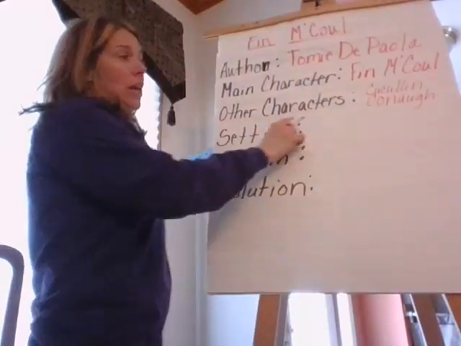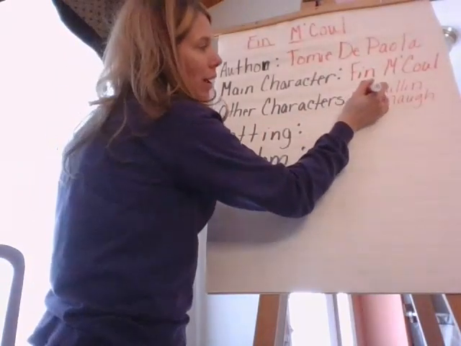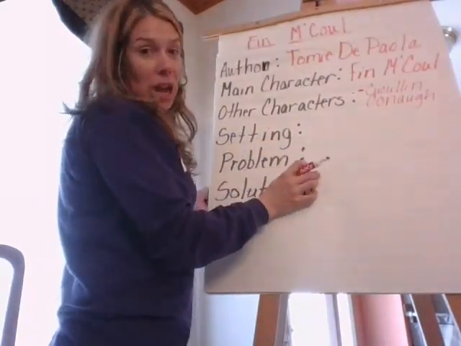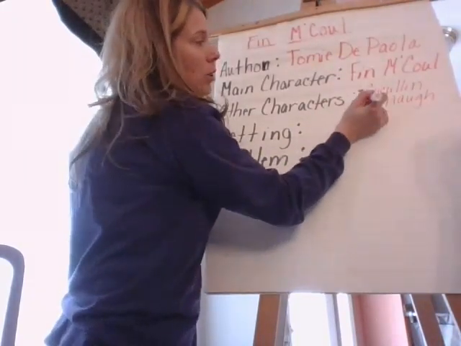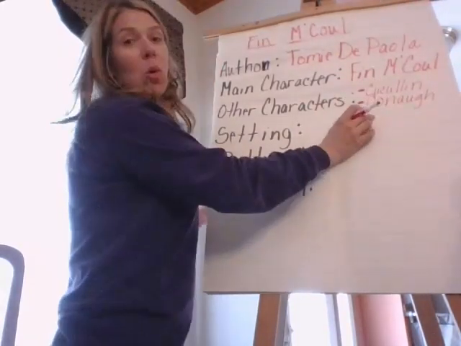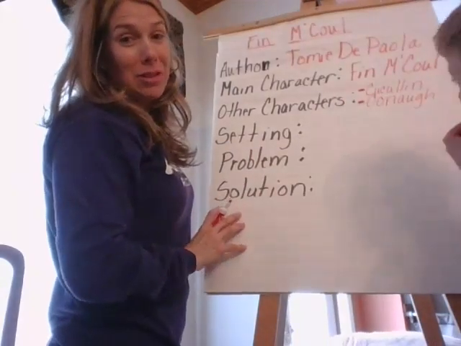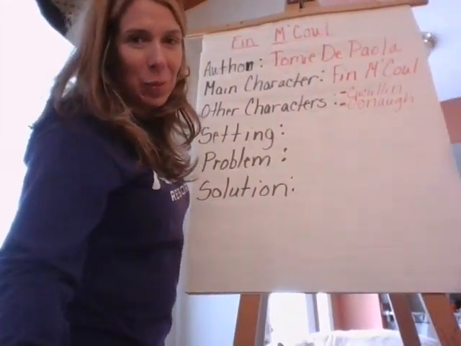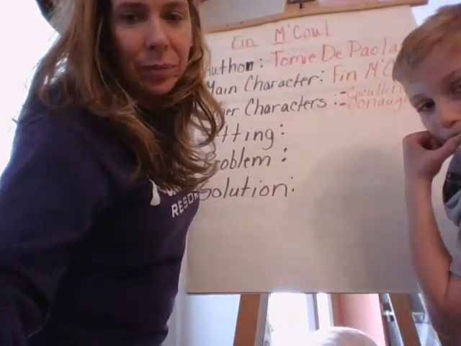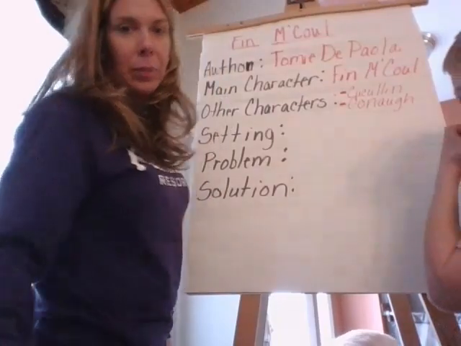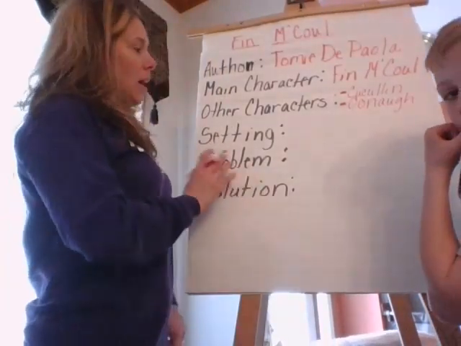Now, for our supporting characters or other characters, I went ahead and already wrote those down. Cucullin, he was the mean giant, and Una, who was the really, really smart wife who helped out Finn McCool when he was having some problems. I hope you can see this okay. Let me brighten it up a little. Does that look better? Okay.